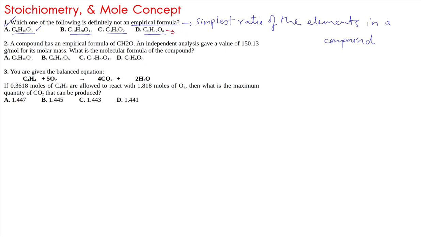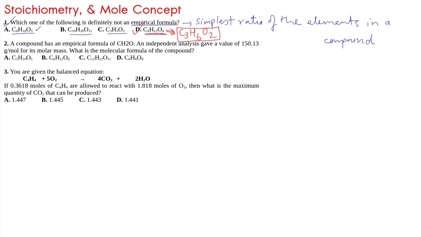If you divide all the numbers by 2, then the formula you will have is C3H6O2, right? 6 divided by 2 will be 3, 12 divided by 2 will be 6 and 4 divided by 2 will be 2. So C3H6O2 can be a more simplified formula for this fourth option. So the fourth cannot be a correct empirical formula.